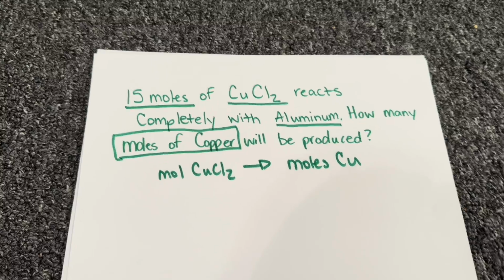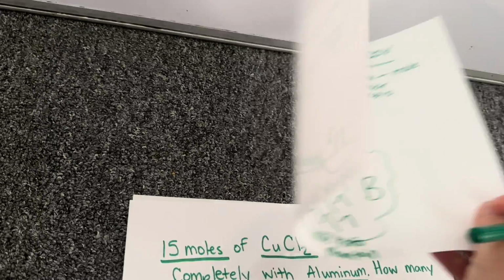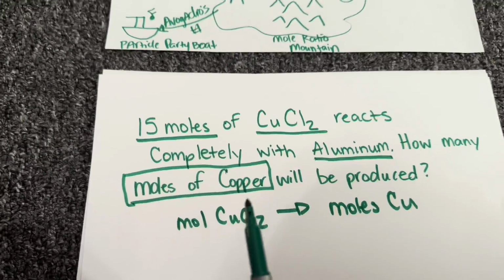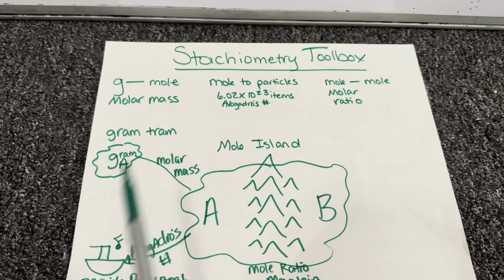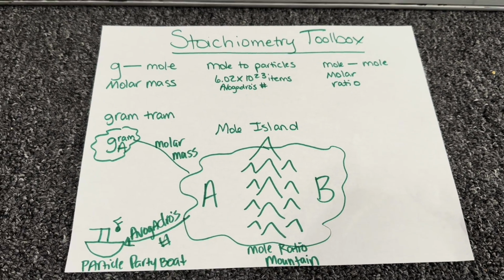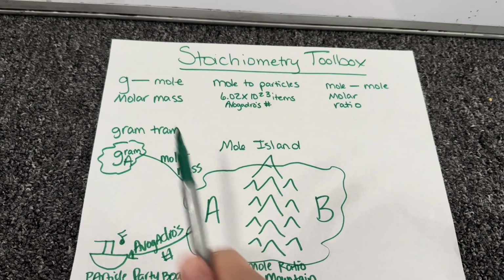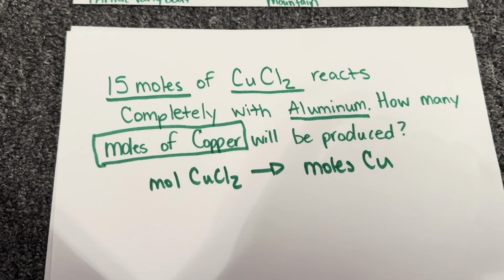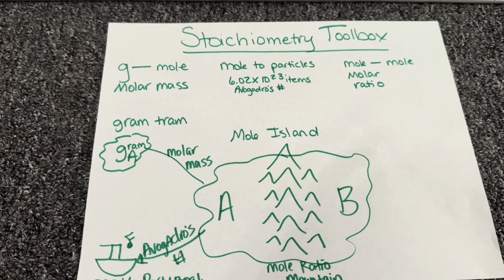So looking at my toolkit, my toolbox, I am right now going to convert from moles of one thing to moles of another. If I look up here, these are my toolkits. Let's orient ourselves to what kind of conversion we're doing. Do we know anything about grams in our problem? Does it ask us to convert to grams? Am I given grams? No. So I don't have to do that.